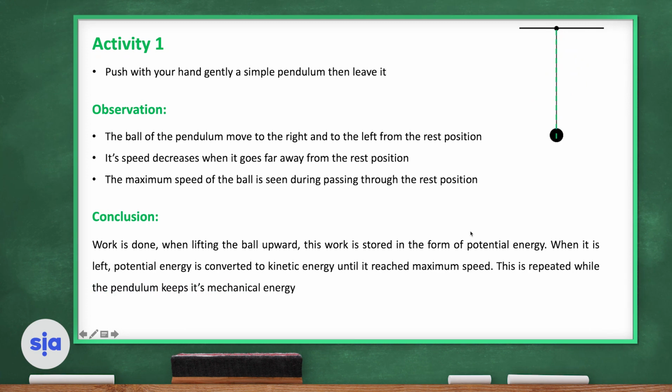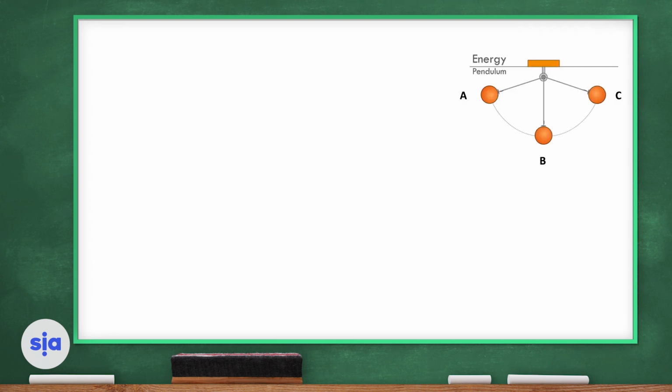The conclusion is work is done when lifting the ball upward. This work is stored in the form of potential energy, and then when it is left, potential energy is converted to kinetic energy until it reaches maximum speed, and this is repeated while the pendulum keeps its mechanical energy.